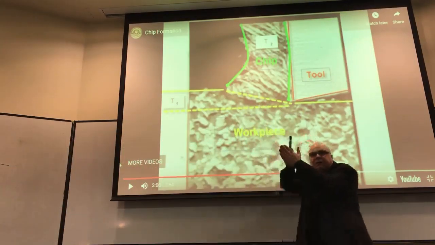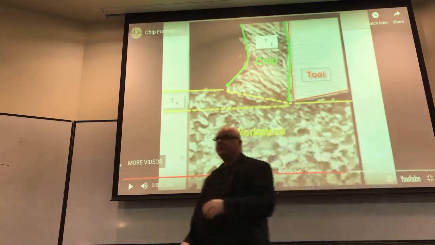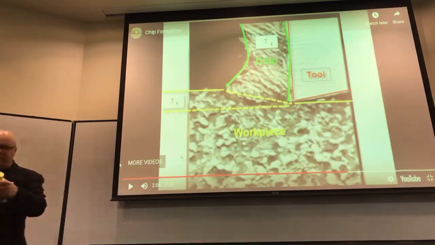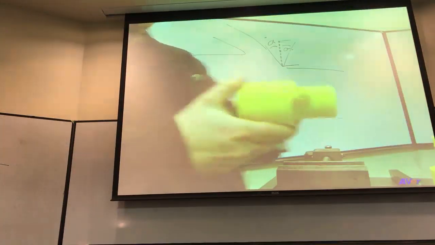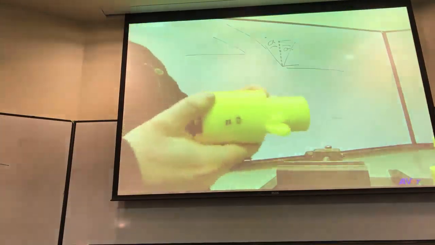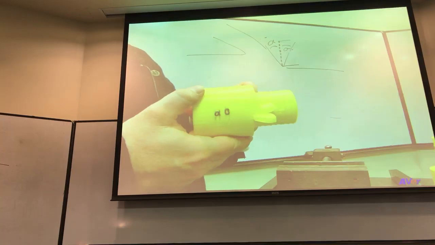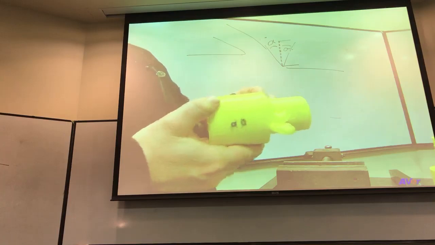That's a plane because the chip has width. Right now we're looking at the thickness, but there is width. What's the width of the chip? Okay, here we are. So that's sort of the view we got, right? We've got an uncut chip thickness and a chip thickness, and we can clearly see that here. What's the width then? It's the distance this way, right, the depth of cut. So the width of this chip is the depth of cut.